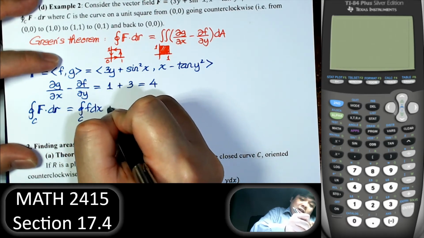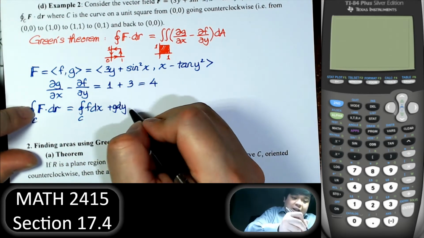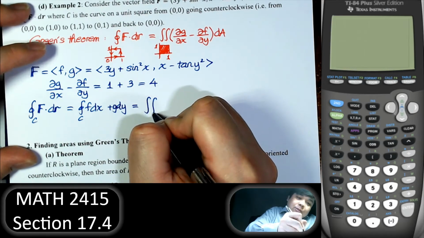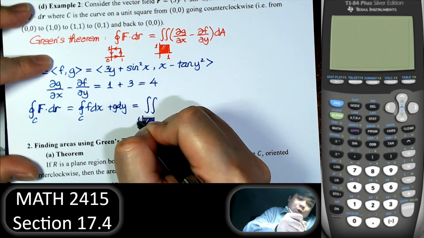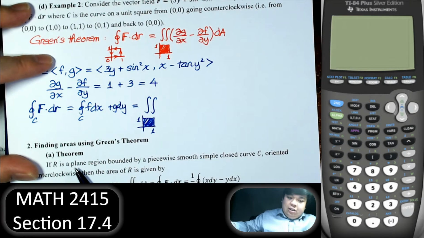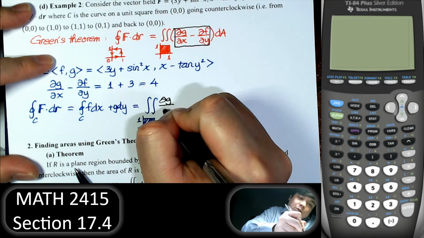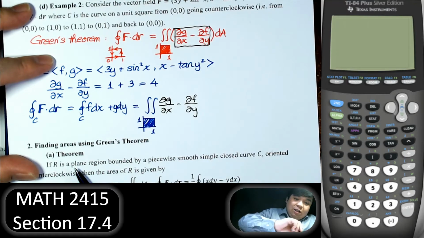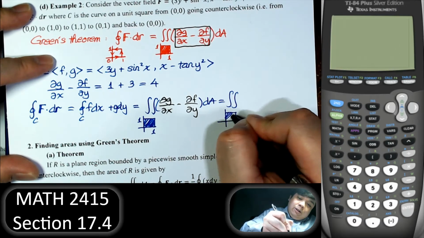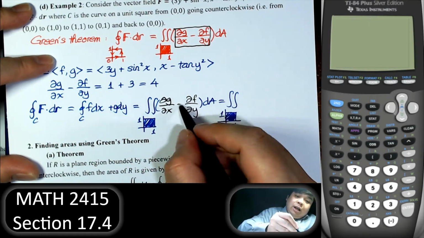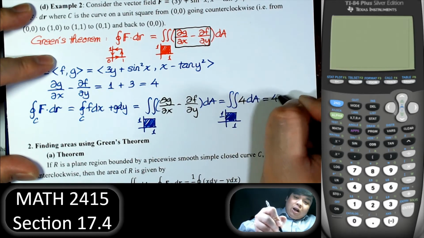F dx plus g dy. Either way, Green's theorem says this is going to be the double integral on the unit square of the derivative of g with respect to x minus the derivative of f with respect to y, dA. And that is just equal to 4, right? So this is 4 times, I take the 4 outside.